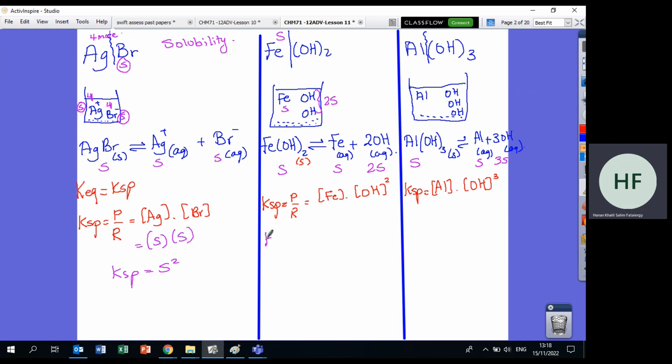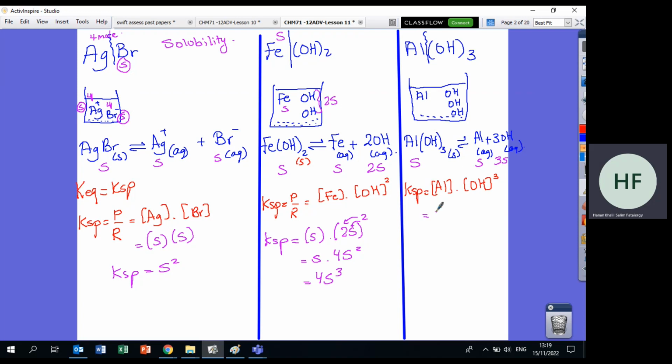Now let's see here. Here Ksp is equal to Fe, which is S, times OH, which is 2S, squared. Be careful. Now the 2 appears twice. Here once and as a power. Now the 2 is for this and for this. 2 squared, this one will be S. This one, 2 squared will be 4. This will be S squared. S squared and S power 1 will give you 4S cubed. Now again, if I give you the Ksp, you can find S, divide by 4, and then take the third root.